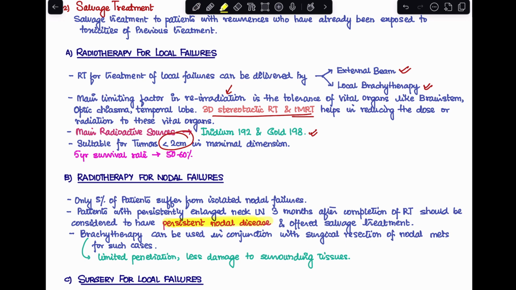So we use brachytherapy over here, but we can sometimes combine it with surgical resection of the nodal metastasis. Brachytherapy, why? Because this has a limited penetration and therefore it does very limited damage to the surrounding tissue. So, isolated nodal failure cases are only about 5% of cases. So, this was about radiotherapy being used as a salvage treatment.